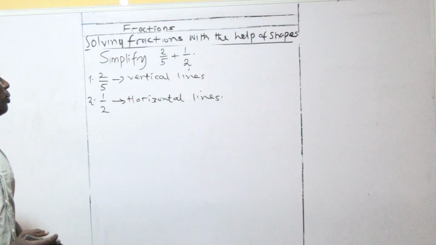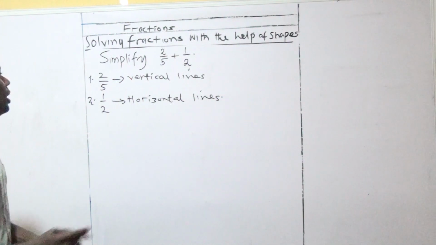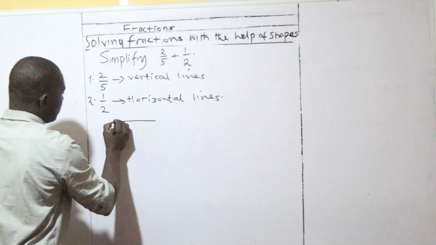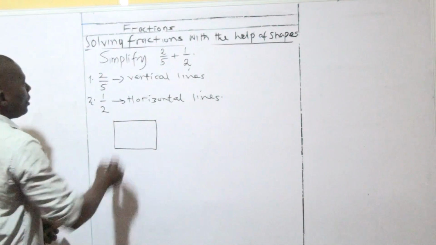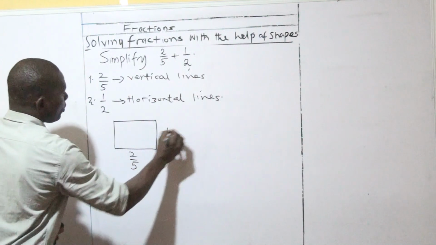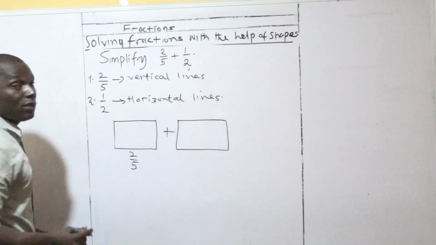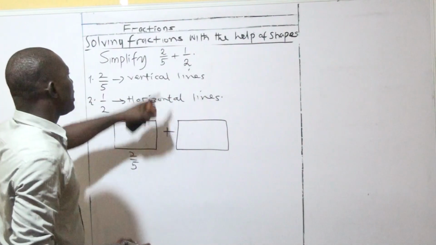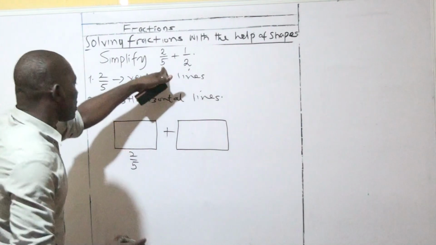And like I said, we're going to make use of rectangles to do so. Okay, now let's illustrate this shape. Make it very convenient. Okay, this is 1/2. Let's draw the second shape as well. We've said that for the first shape we're going to use vertical lines to illustrate it. That means we're going to cut this shape into 5 equal parts.